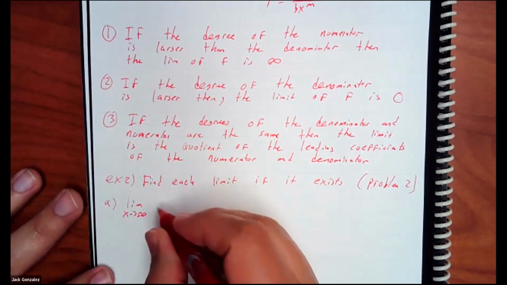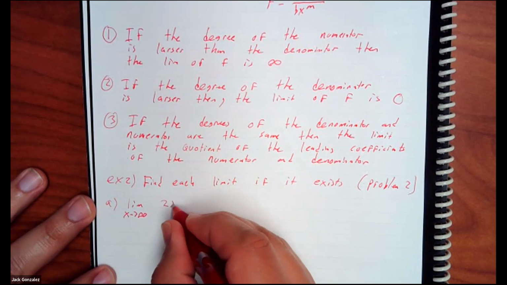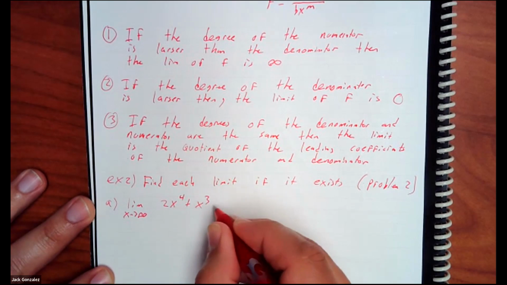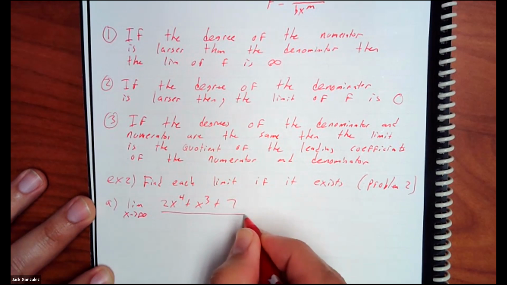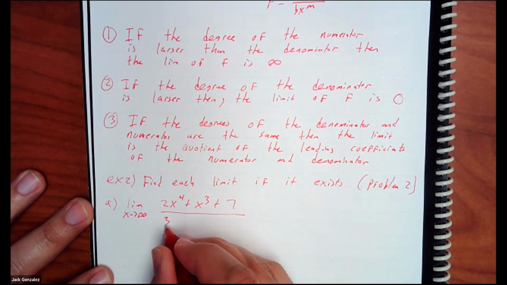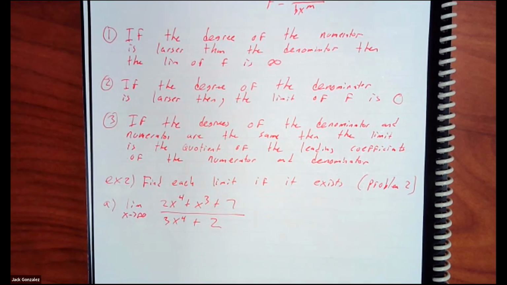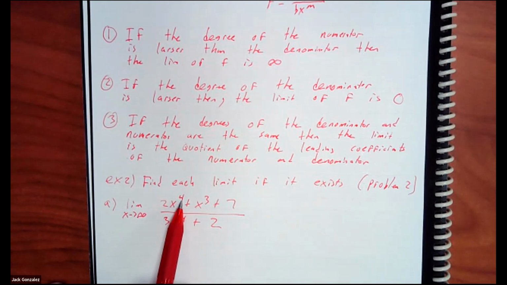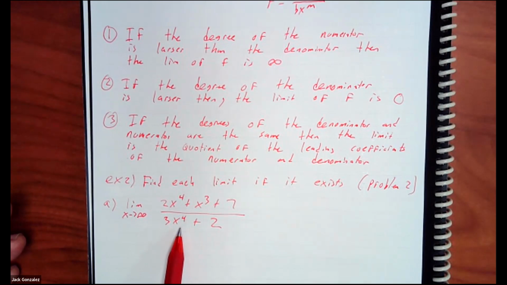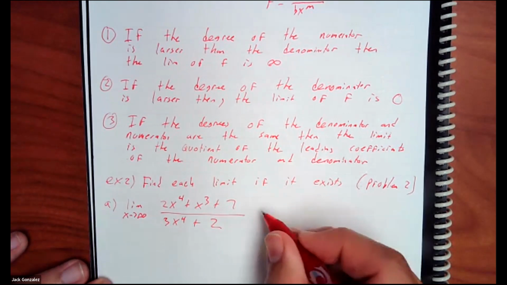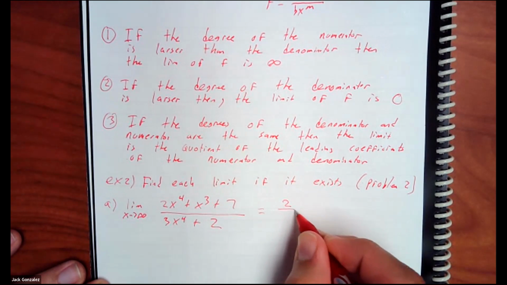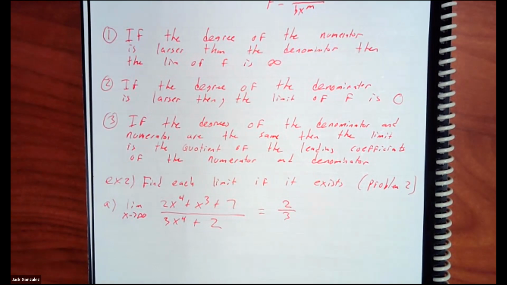I like this example. I'm going to change it up here. 2x to the 4th plus x cubed plus 7 over 3x to the 4th plus 2. Now, the degree of the top is 4. That's the biggest one, right? The degree of the bottom is also 4. So if they're the same, the limit is equal to the leading coefficient divided by the other leading coefficient.